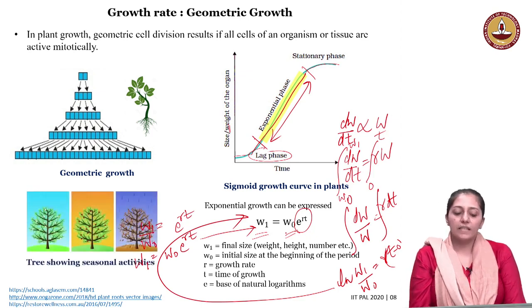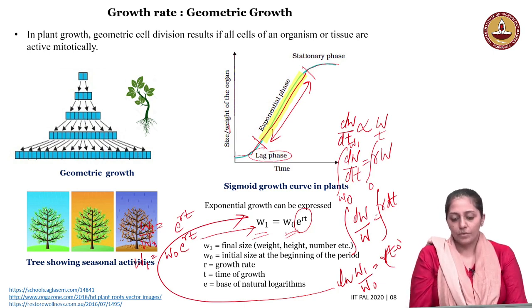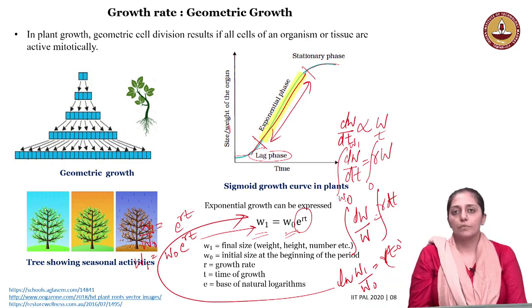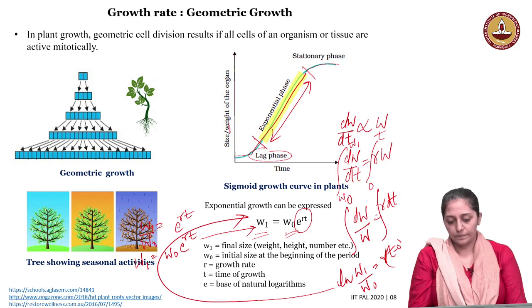You can even see this pattern in the seasonal variation observed in trees, when the leaves are falling, when there are fresh leaves coming, and when the leaf buds are dormant during the winter season. So, you can also depict that change in terms of a geometrical growth pattern.